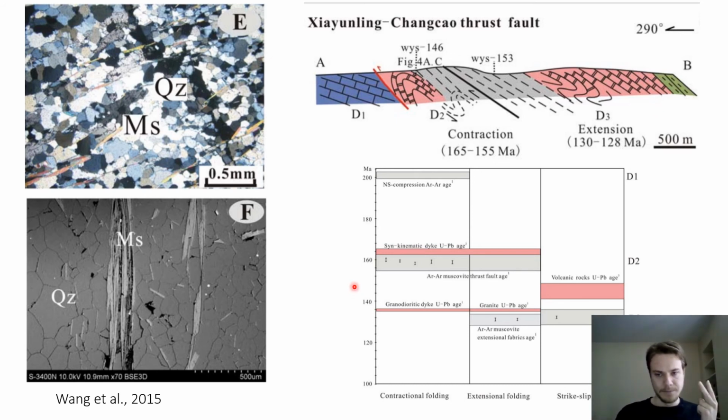And secondly, it shows the importance of different types of microscopy and textural relationships in showing that we are actually dating a deformation event, not just any random minerals willy-nilly.